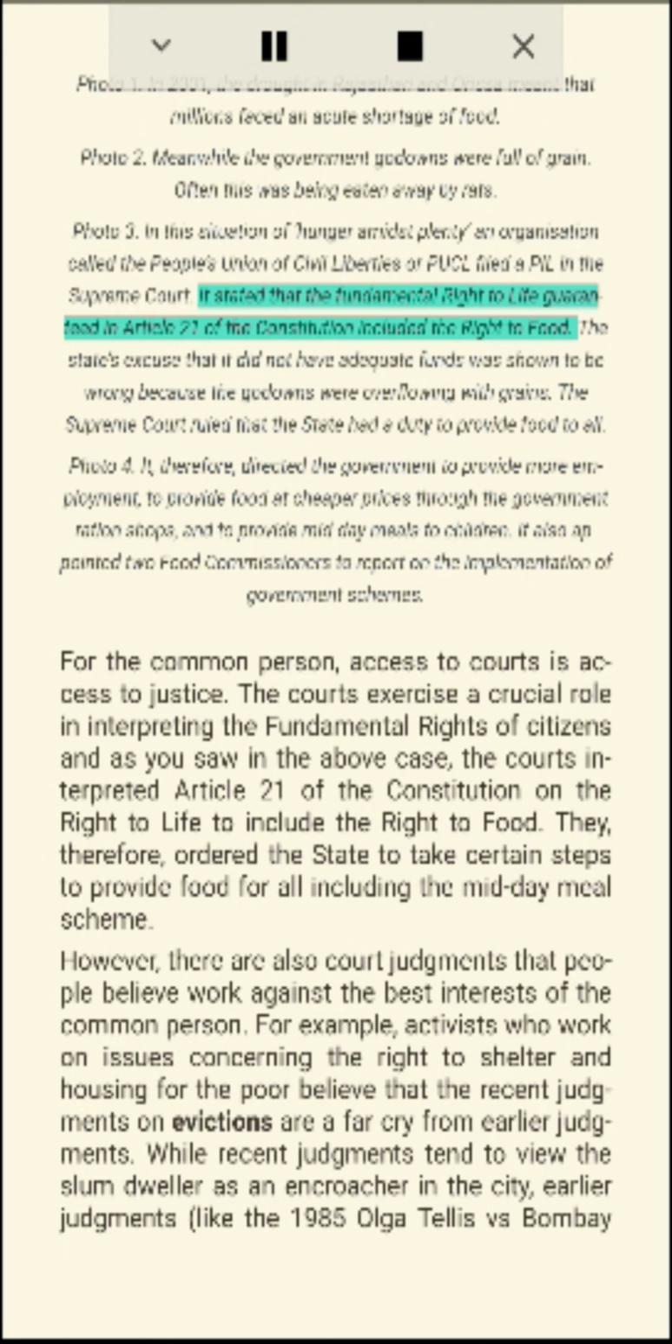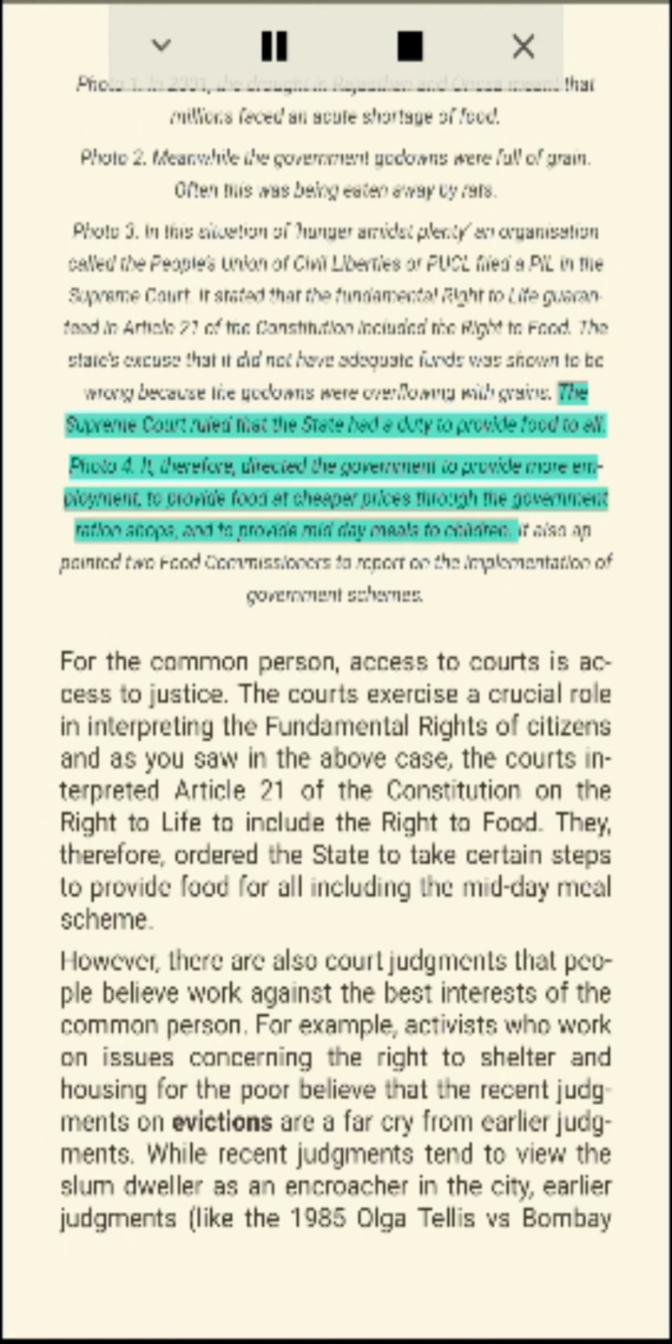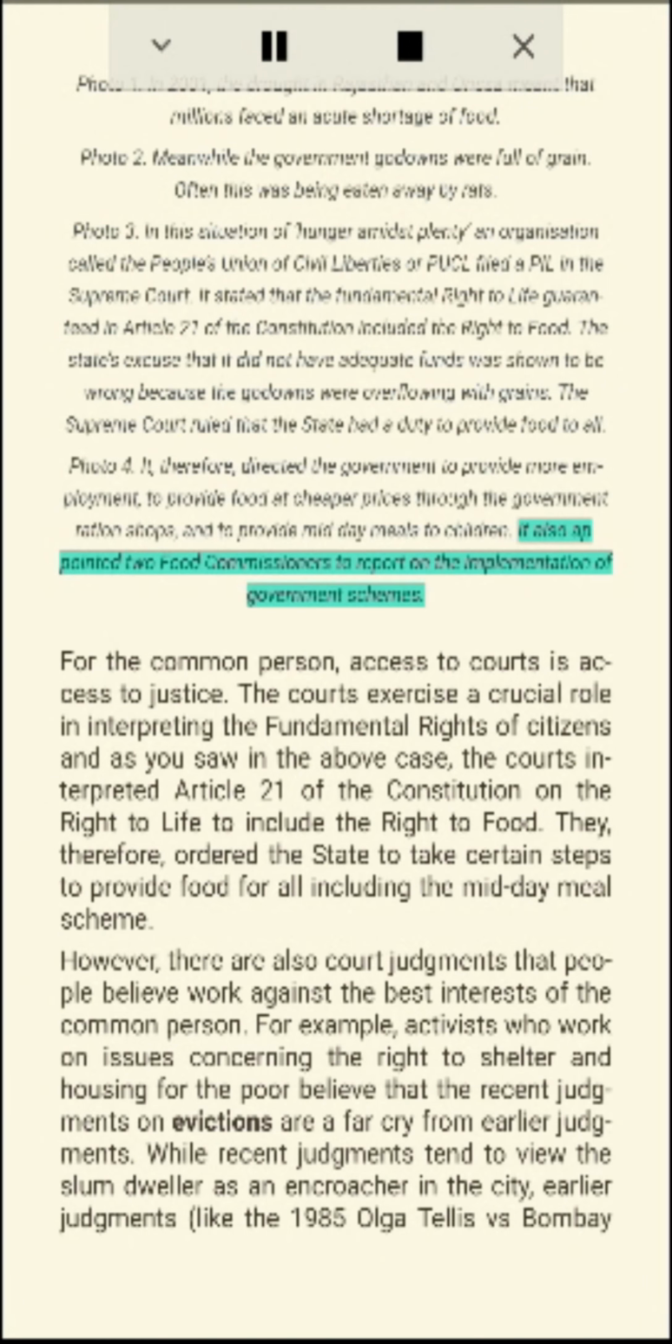It stated that the fundamental right to life guaranteed in Article 21 of the Constitution included the right to food. The state's excuse that it did not have adequate funds was shown to be wrong because the godowns were overflowing with grains. The Supreme Court ruled that the state had a duty to provide food to all. Photo 4. It therefore directed the government to provide more employment, to provide food at cheaper prices through the government ration shops, and to provide midday meals to children. It also appointed 2 food commissioners to report on the implementation of government schemes.